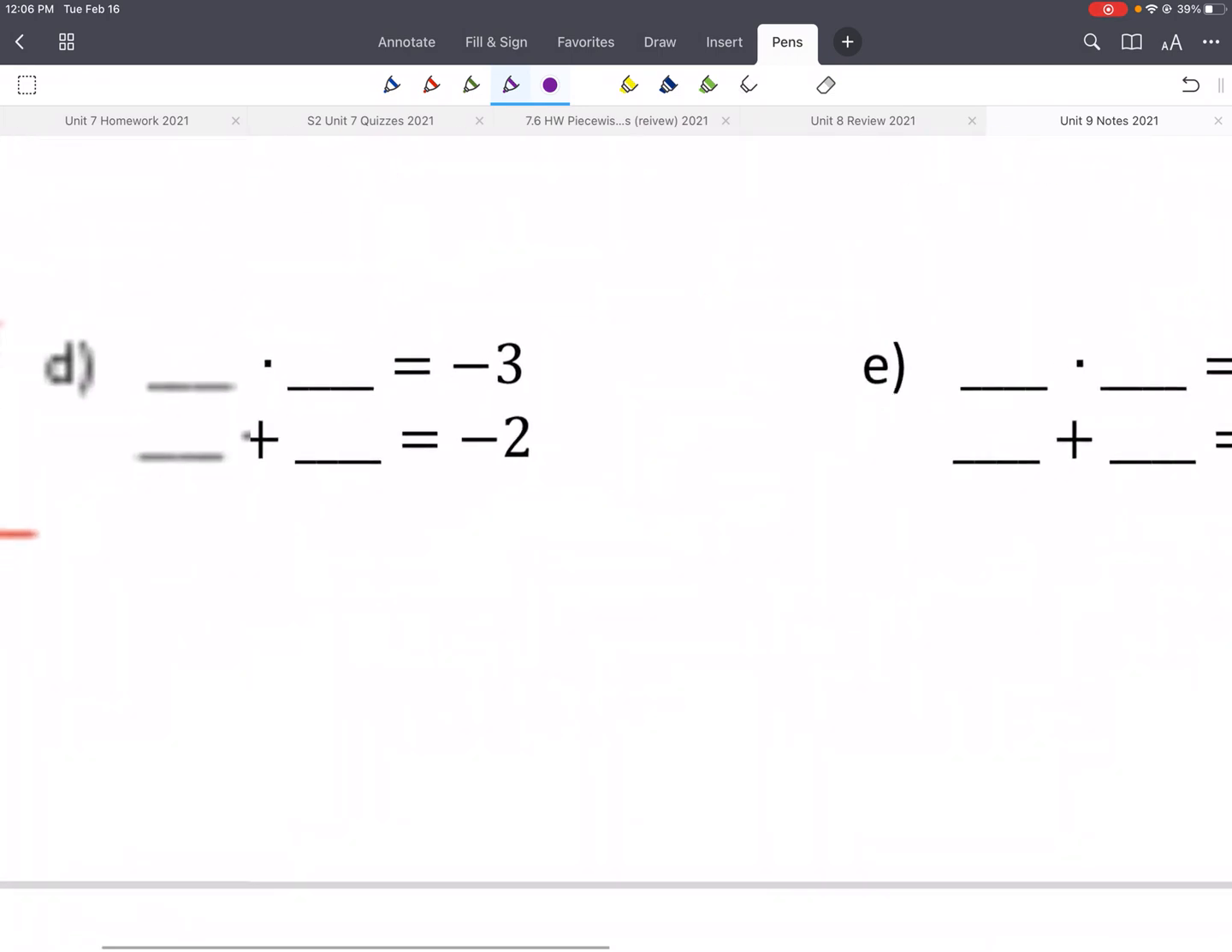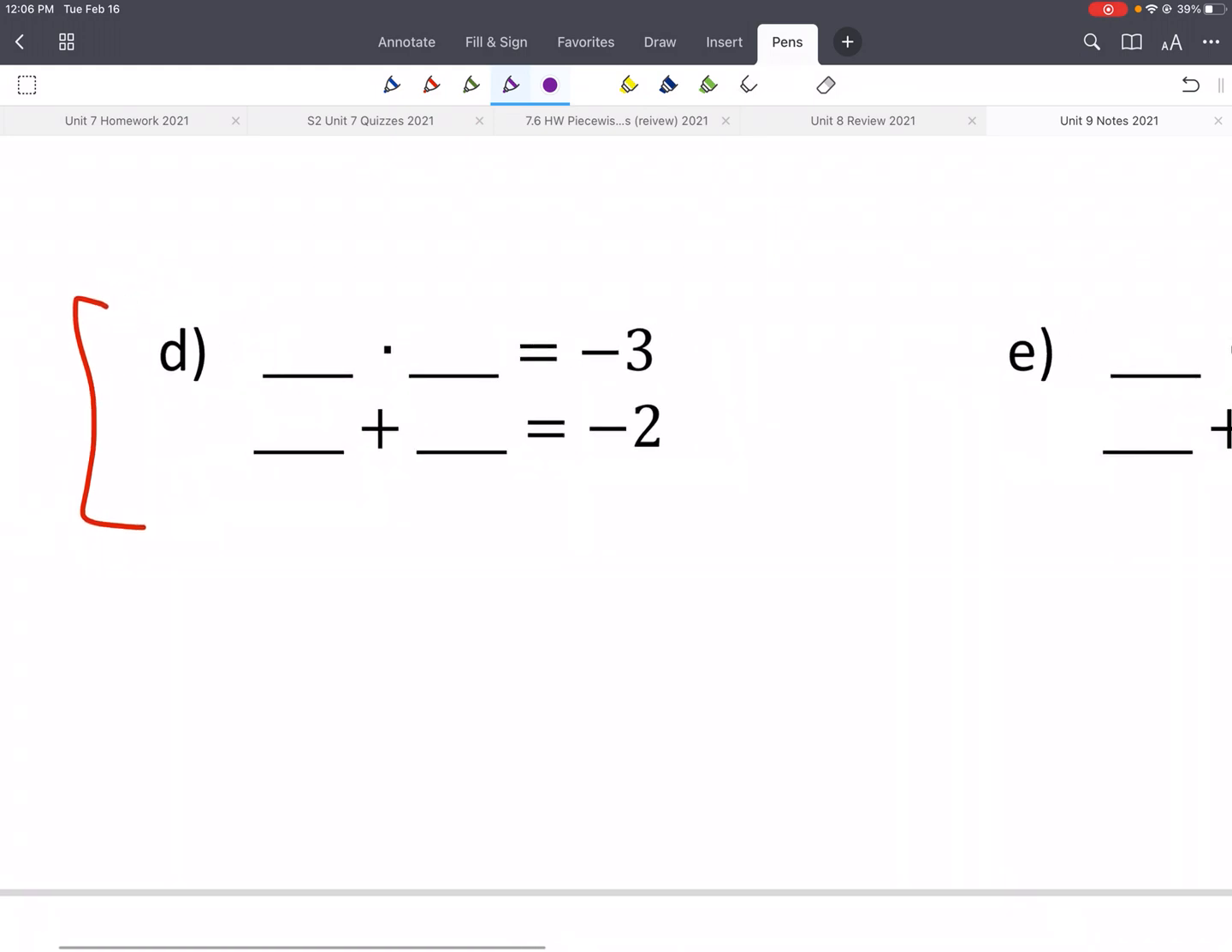All right, so these ones are a little different because now we have negatives. Ugh. Okay, but still we want to do the same sort of thing. I would start by writing down your factor pairs. Don't worry about the signs yet. So for 3, we've got 1 and 3. That's the only factor pair for 3. Okay, so now we just need to figure out what sign we want them to be.